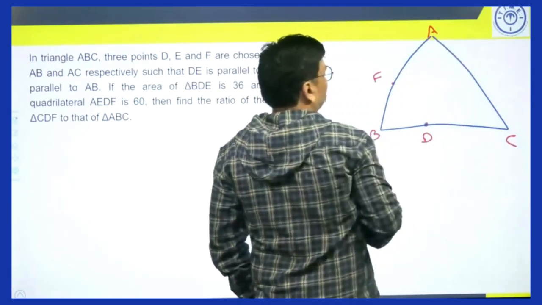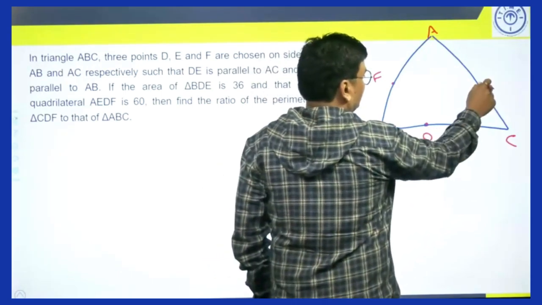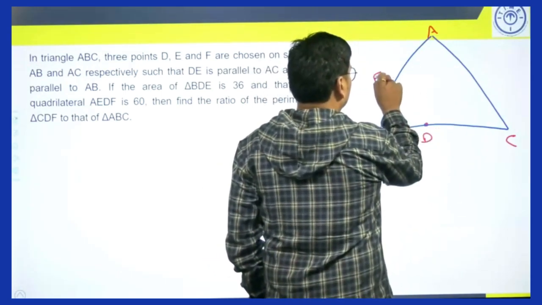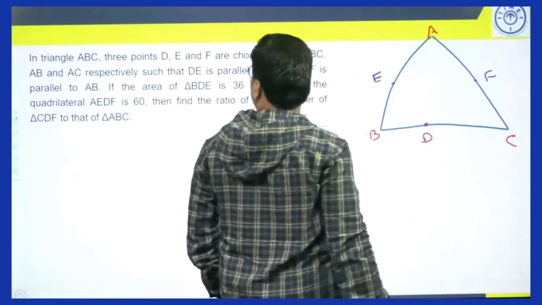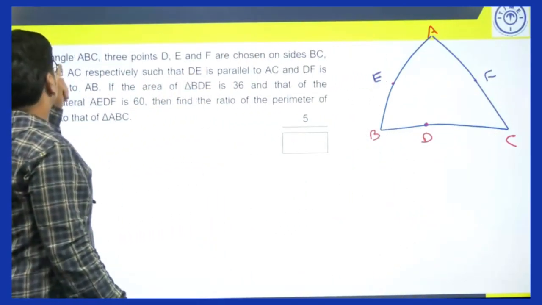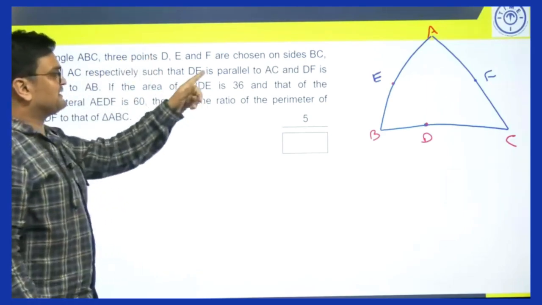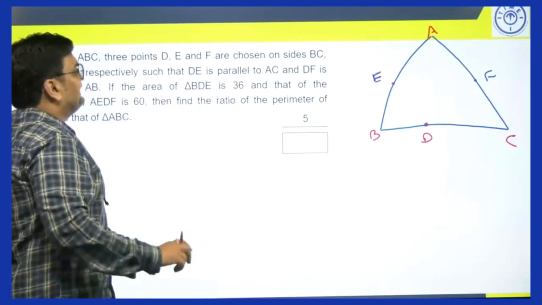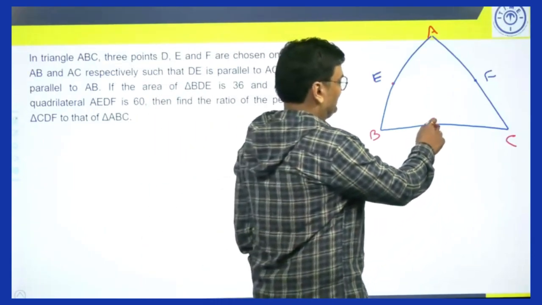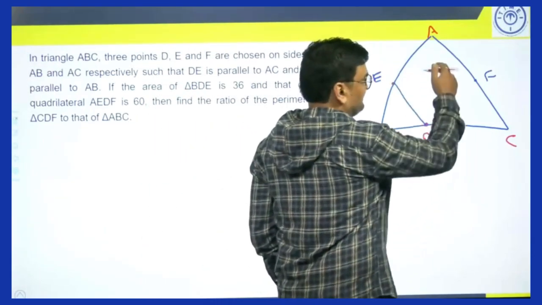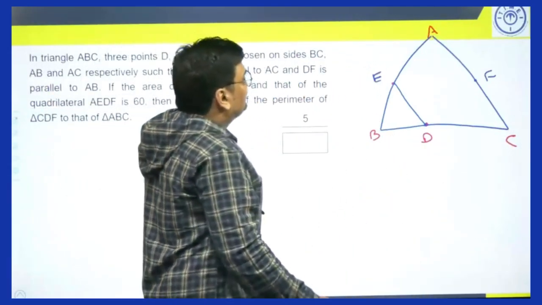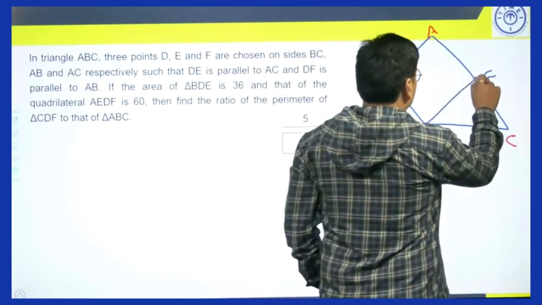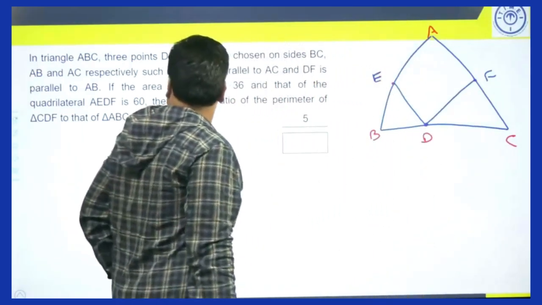This is your ABC triangle, the larger one. This is your point D, this is E, and this is F. F is on AC, I believe. F is on AC, E is on AB. So it's like this. It says that DE is parallel to AC. So when I connect D with E, this segment is parallel to AC. And DF is parallel to AB. So DF, like this, is parallel to this side, AB.